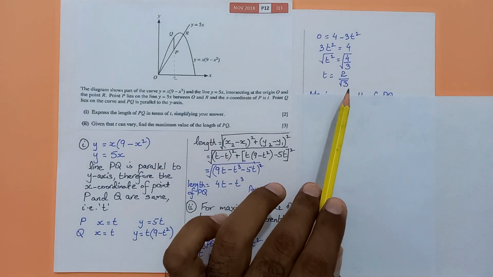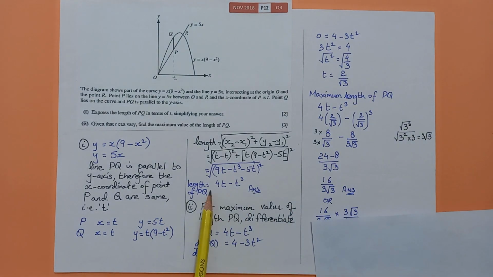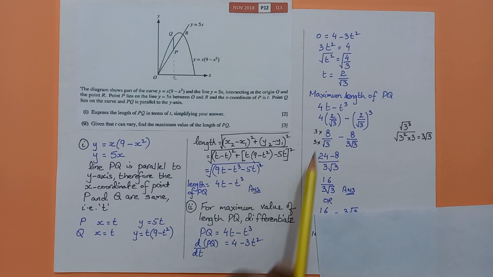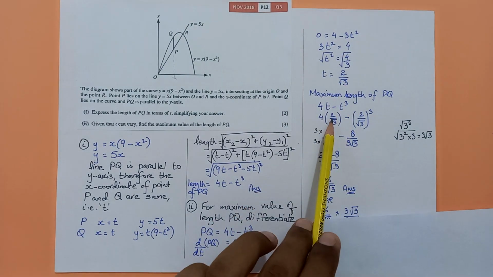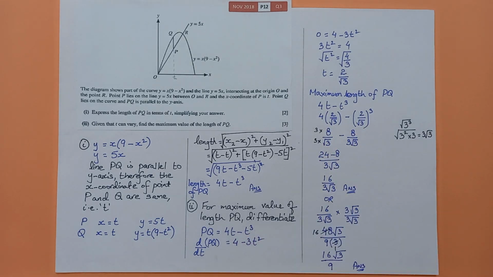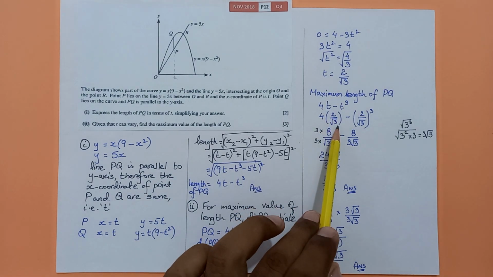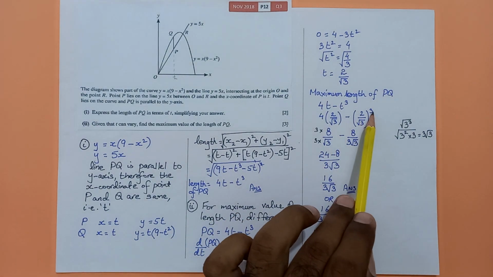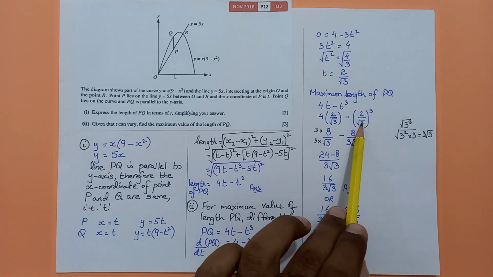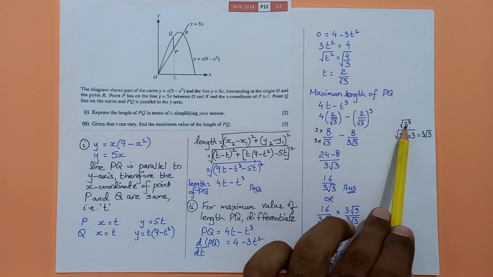This t would give a maximum value, so just place it in the length of PQ, which is 4t minus t cube. In place of t, place 2 upon root 3 over here and over here. After you have done that, just simplify it. So 4 times t means 4 times 2 upon root 3, 4 twos are 8 upon root 3 over here. 2 cube is 8, and root 3 cube means root 3 with a cube.